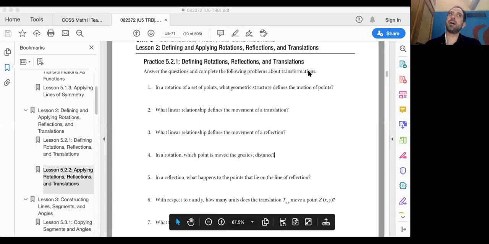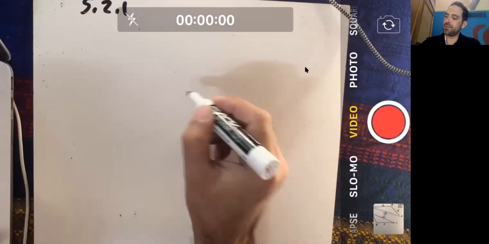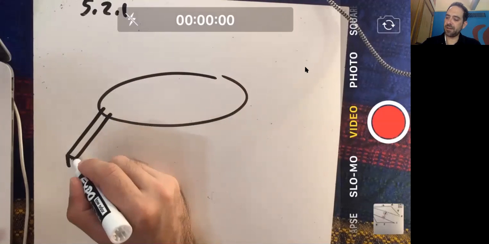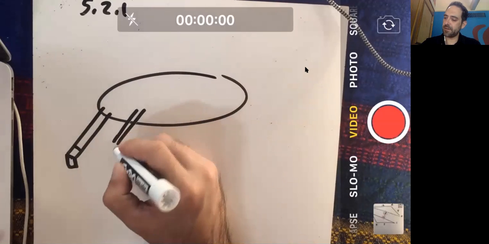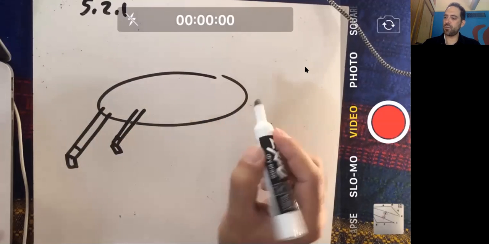In a rotation, what point is moved the greatest distance? Okay, so I want you to think about this. Let's say this. All right, and this will give me a chance to draw. I like drawing. Anyone ever been to Knott's Berry Farm or Disneyland, where they have like a swing, right?